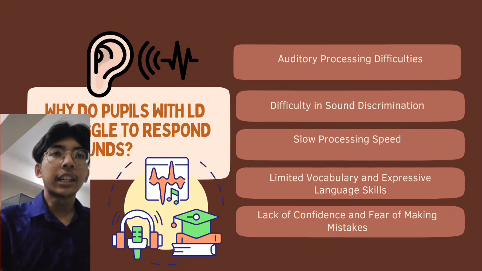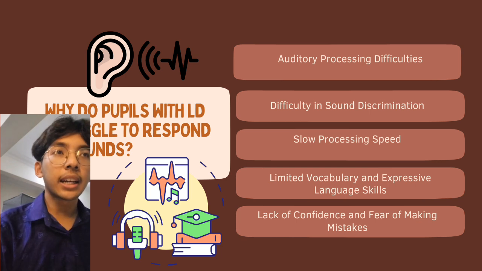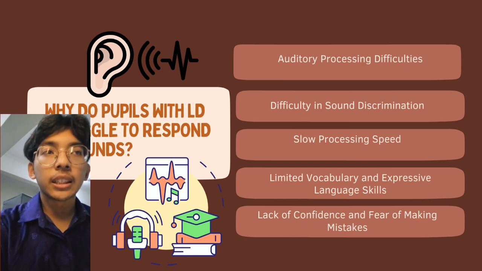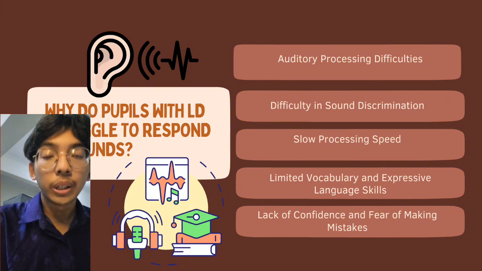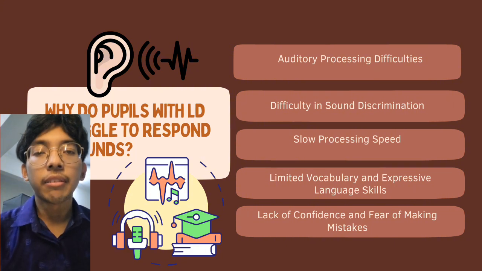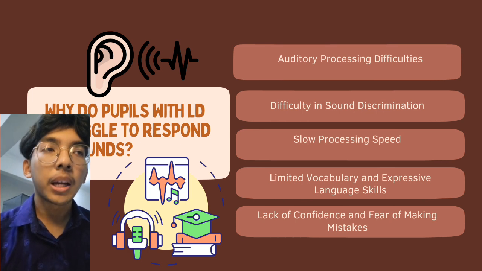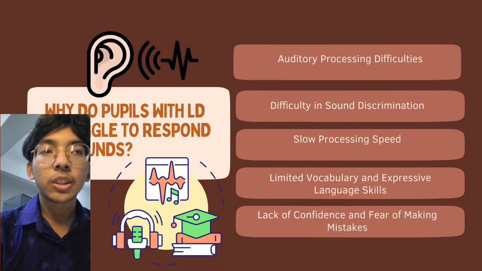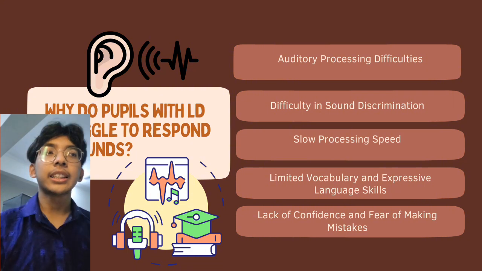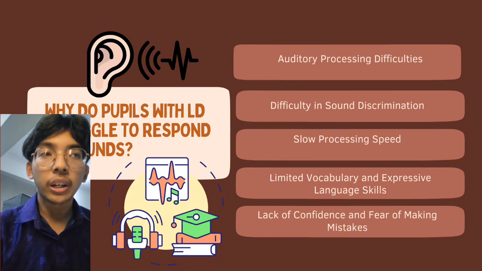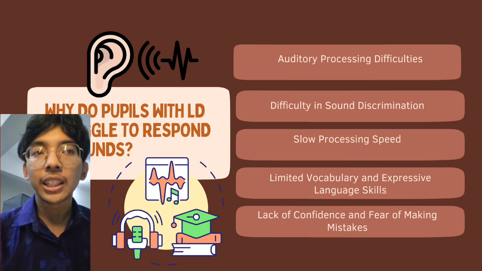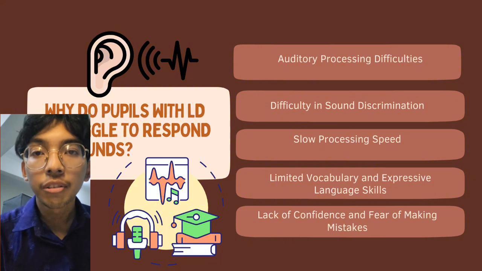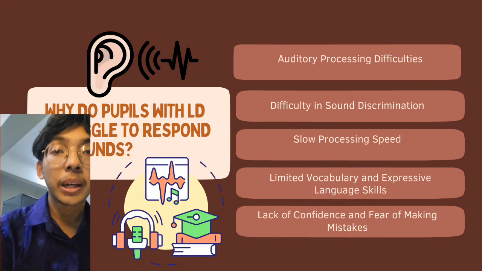The fourth one is limited vocabulary and expressive language skills. Even if people recognize a sound, they may not know the words to describe it. For example, if they hear a roar, they may not know how to say that it is a lion. This leads to a silent or hesitant response as they do not have the language skills to express what they hear.